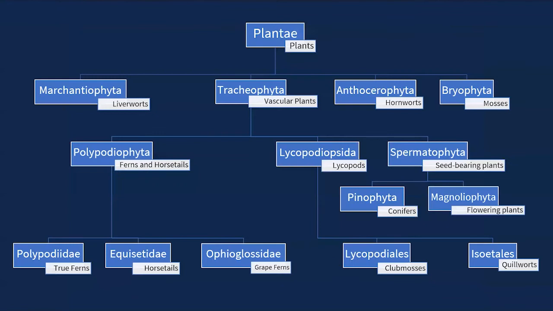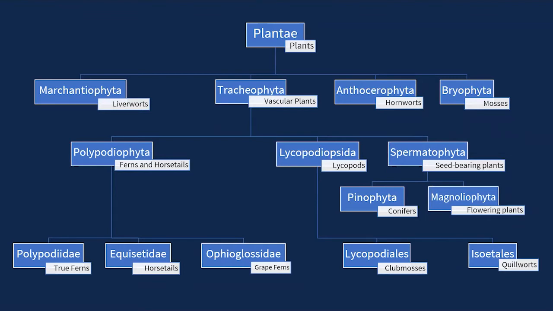Well, let's look at taxonomy here. This is a very much reduced and simplified tree for the plant kingdom. In here, you can see we have 4 major divisions of plants. We have the liverworts, the hornworts, and the mosses. Those are all non-vascular plants. And then we have the tracheophyta, the vascular plants.